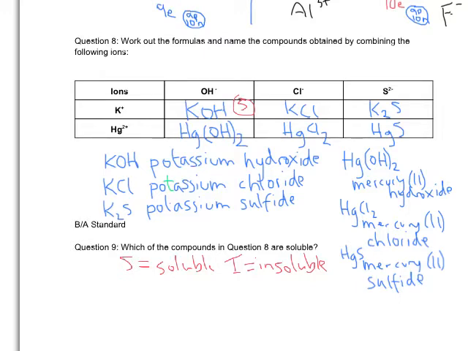KCl again has got potassium, so that's got to be soluble. Potassium sulfide's got to be soluble. Now we go to the mercury one. Most hydroxides are insoluble. The exceptions are the alkali metal hydroxides and barium hydroxide. Calcium hydroxide is slightly soluble. Well, we've got mercury 2 hydroxide, so that's got to be insoluble because there's none of those.